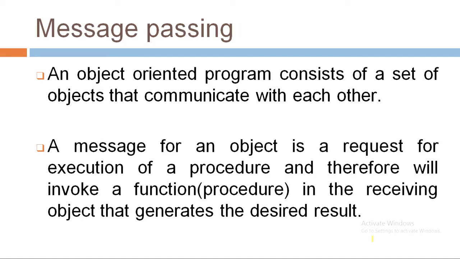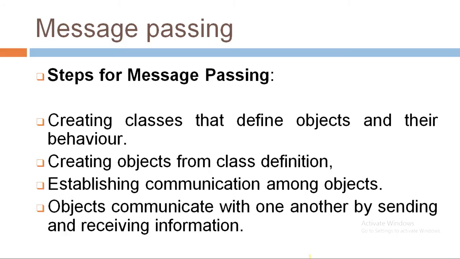So it is associated with polymorphism and inheritance. The next one is message passing. Message passing means the communication between objects. An object-oriented program consists of a set of objects that communicate with each other. That means a message for an object is a request for execution of a procedure, and therefore it will invoke a function or procedure in the receiving object that generates the desired result.